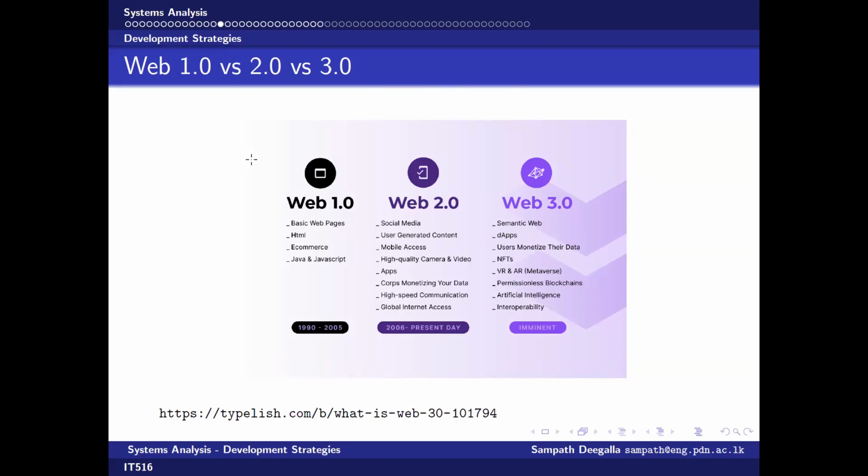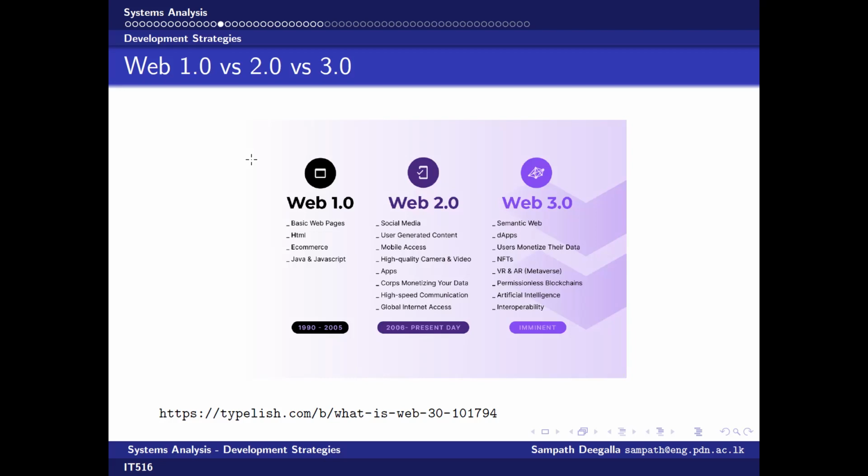So the next one is, I think, about web version 1. In version 1, from 1990 to 2005, people talk about basic web pages, HTML, electronic commerce, and Java and JavaScript. And version 2 means 2006 onwards, and I think up until 2016, because some people say that web 3 has already started, and some say it will be the future. But anyway, you can see that we are currently at the transition stage from web version 2 to 3.